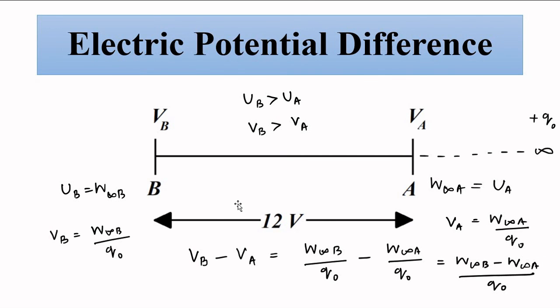So when we say the potential difference between these 2 points is 12 volt, it means that if the test charge value is 1 coulomb, then 12 joule of work has to be done in moving a charge of 1 coulomb from A, the lower potential point, to B, the higher potential point, against the electric field. So this is the concept of electric potential difference.